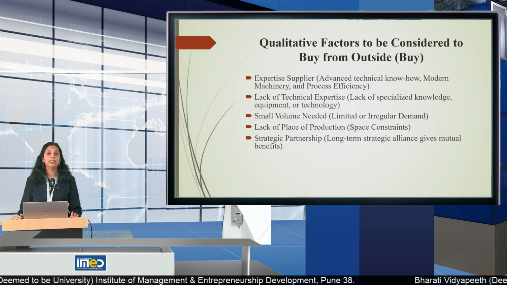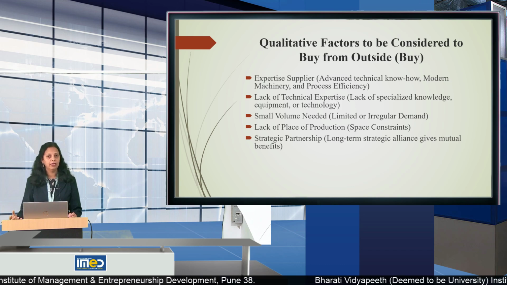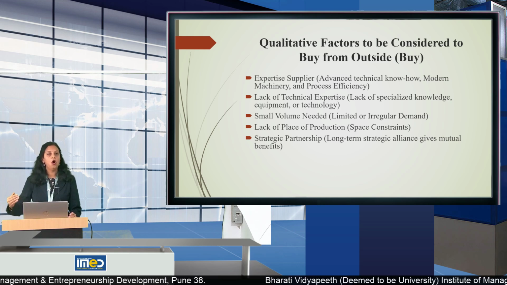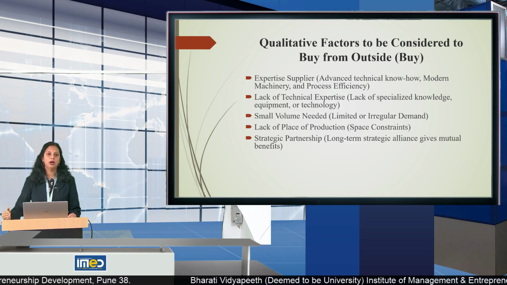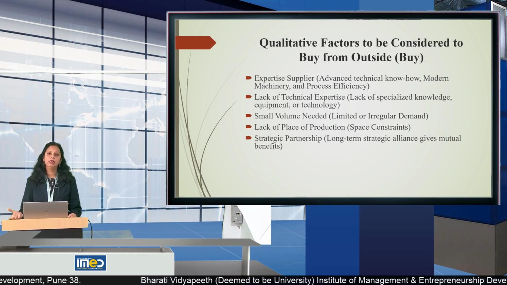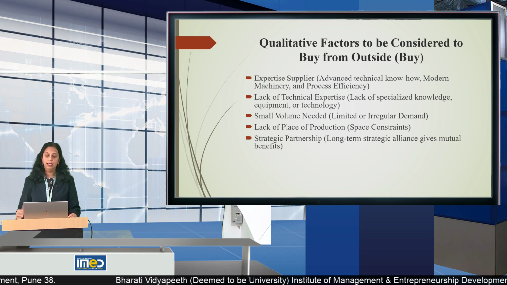Then strategic partnership. As you know, collaborations and mergers help. So if the company wants to go for a long-term strategic partnership with the supplier, it is better to outsource, negotiate, and have some agreements that will be mutually beneficial. In that case, it is better to go and outsource the production.